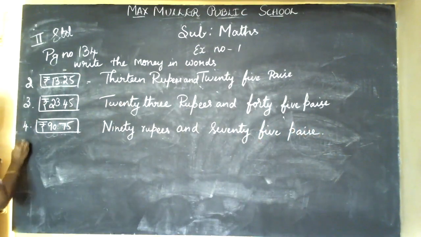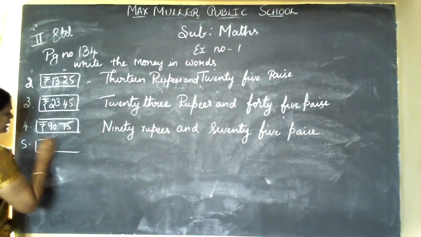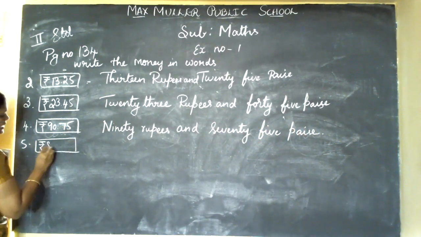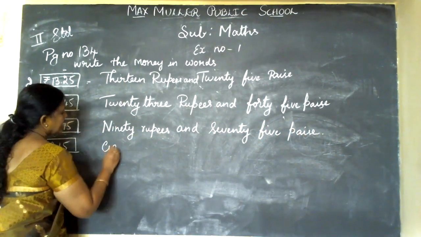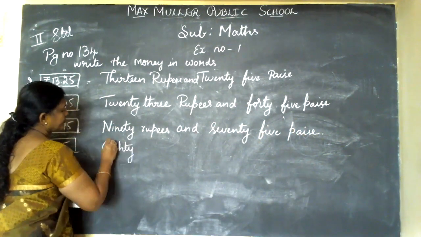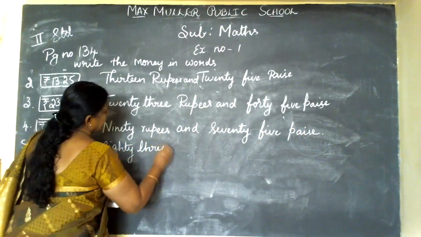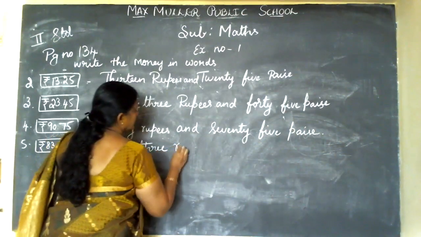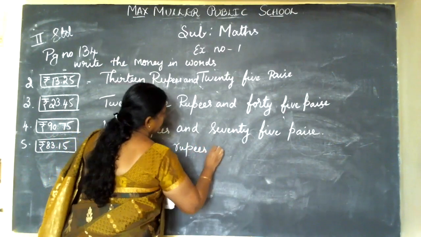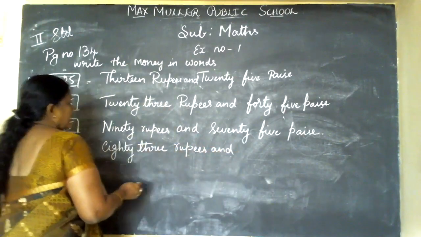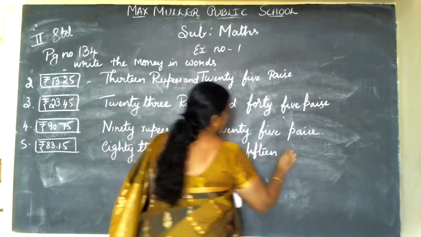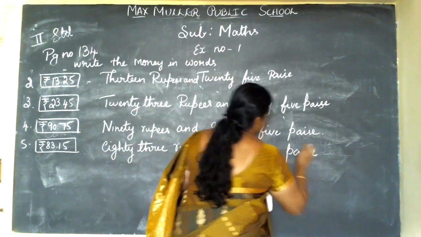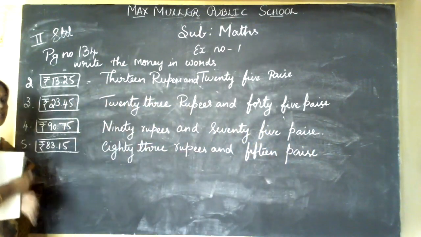Now fifth one, 83 rupees 15 paise. 83, EIGHTY, 80, THREE, 83 rupees and 15 paisa. When you are writing, say the spelling in your mind and write neatly.